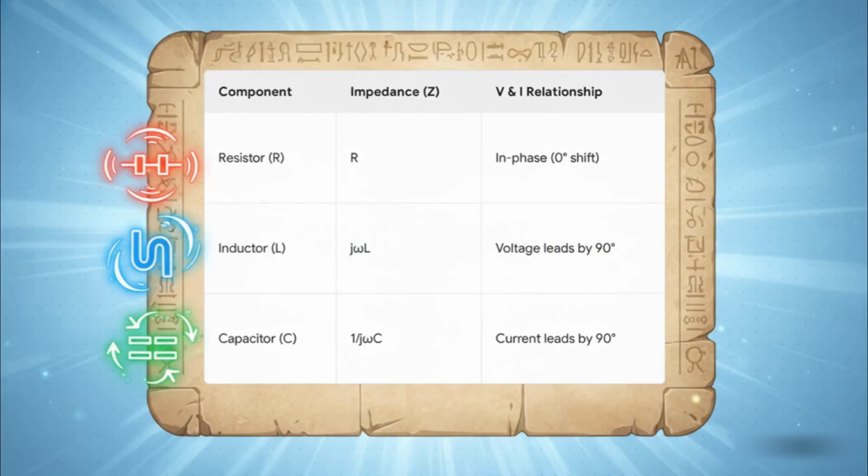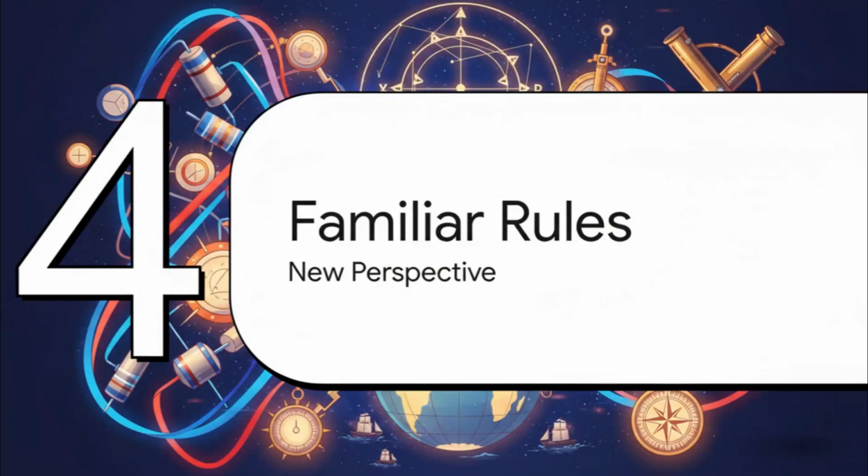Now this table, this is our Rosetta Stone. It's our guide to this new world. It shows how each component looks through our goggles. A resistor's impedance? Well, it's just its resistance, R. Nice and simple. But for inductors and capacitors, things get interesting. Their impedance actually depends on the frequency of the wave, omega, and that's what creates those famous phase shifts we were talking about.